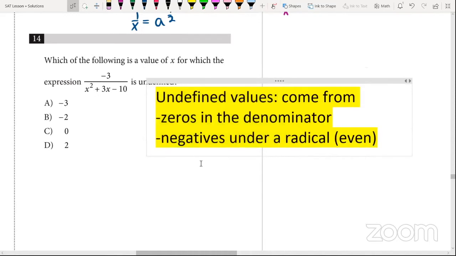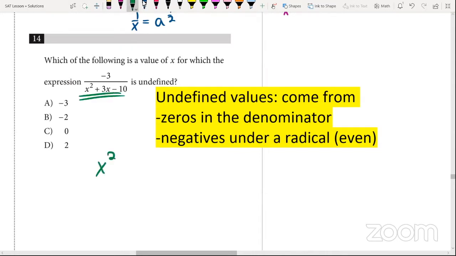But it's an even radical. Like I can't have a negative number under a square root or a fourth root or a sixth root. Okay, so anyway, we don't have radicals here, but we do have a denominator. And what values would cause zeros in this denominator right here? We can find that out by taking the denominator and just setting it equal to 0. So how do we find the value that makes it 0? We find that by setting it equal to 0, having a quadratic, which is what this kind of equation is called, equal to 0. That's our permission to factor.